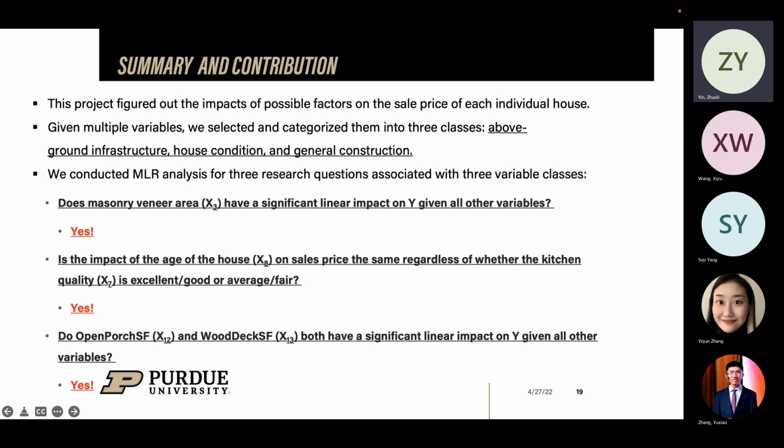Second, we found that the impact of the age of the house on the sale price is the same regardless of whether the kitchen quality is excellent or good, or average or fair. Thirdly, we found that the open porch area and wood deck area both have a significant linear impact on house price, given all other variables in the model.